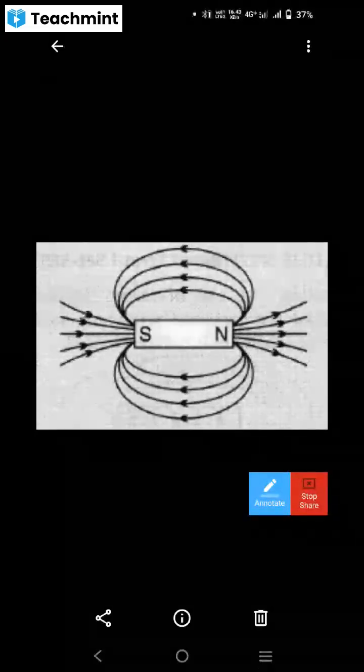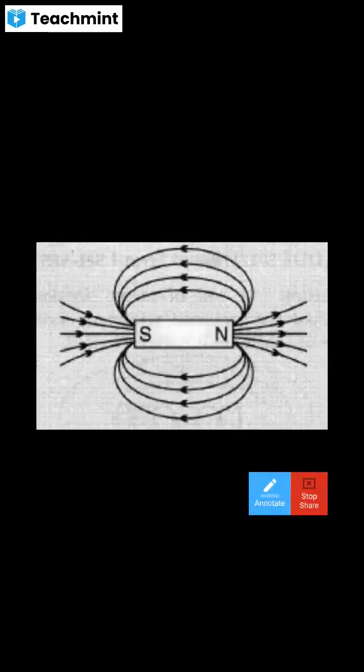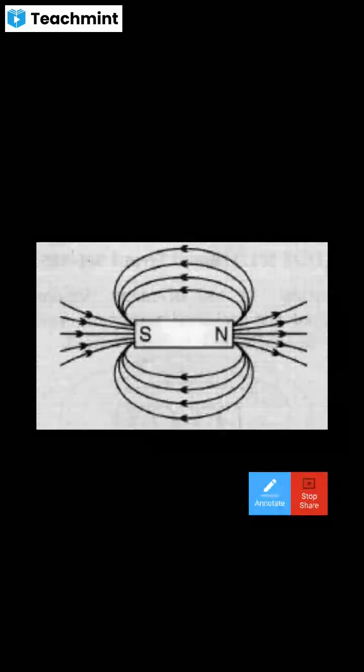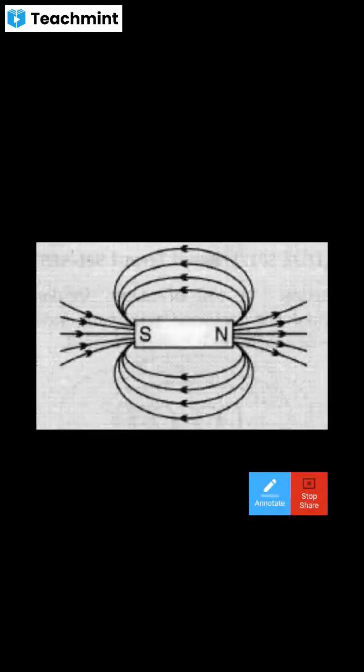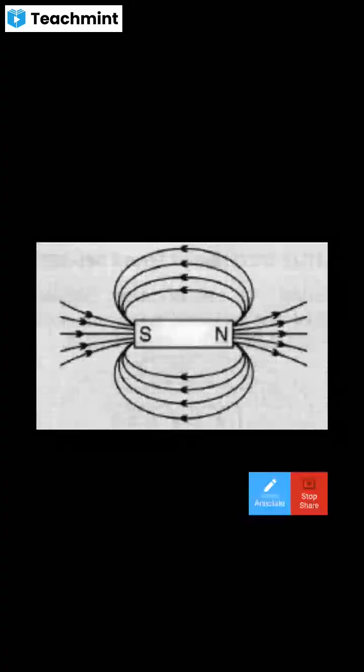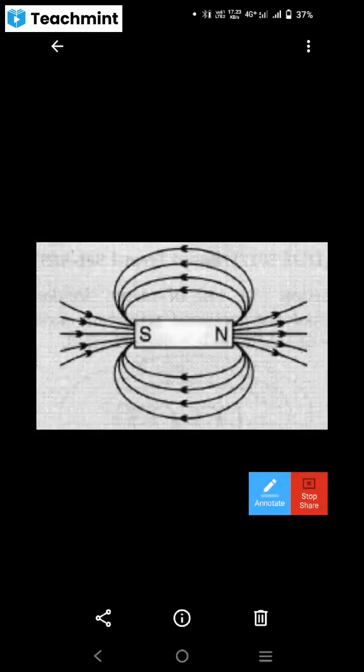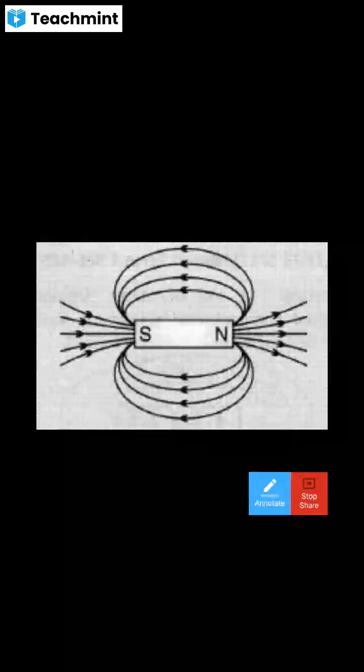Second point, field lines have both magnitude and direction. So there is a direction, north to south. Magnitude means if you go far, the intensity decreases, and if you come near, the intensity increases. So we can tell that the field lines have both magnitude and direction. Did you write? Yes, tell one more time, sir. Field lines have both magnitude and direction.